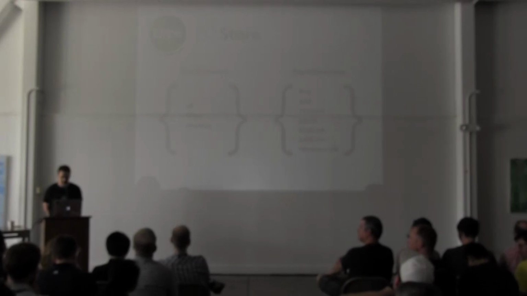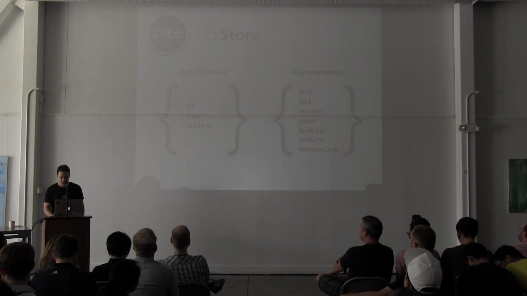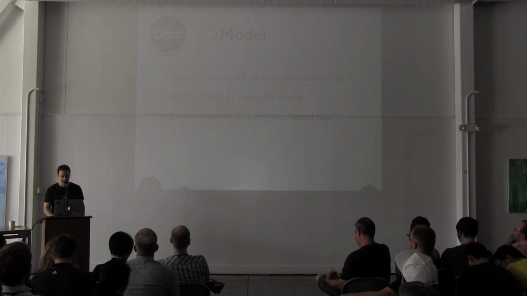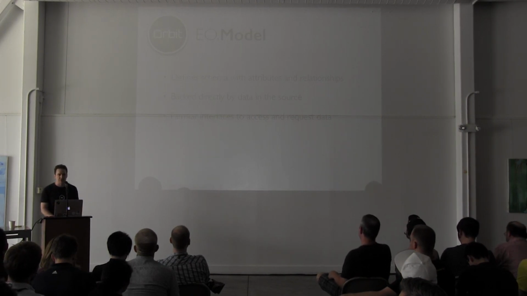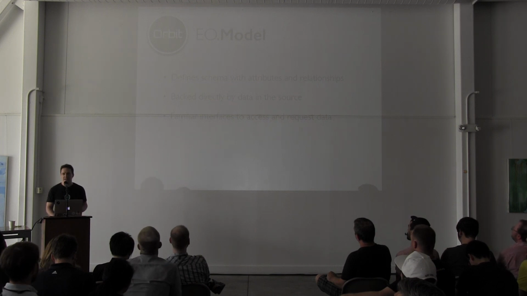Asynchronous methods, again, are basic CRUD methods for both the records and relationships. The model itself helps define the schema, and this is really important. It's backed directly by data in the source. It doesn't have its own data property. Its data comes directly from the Orbit source. But it does provide familiar interfaces to access that data.